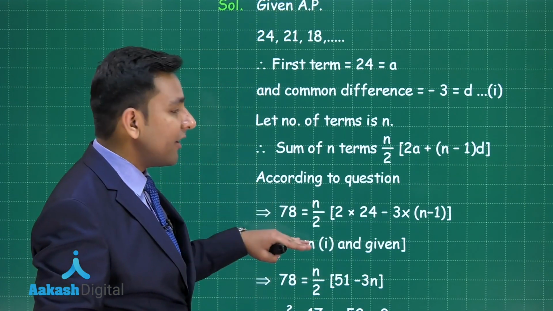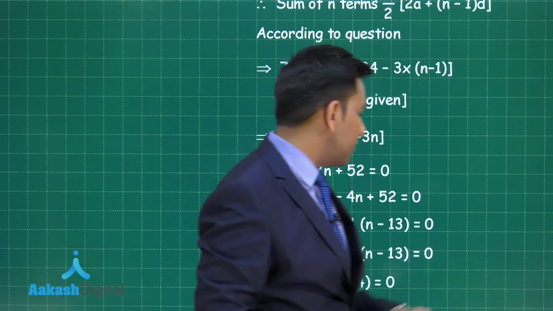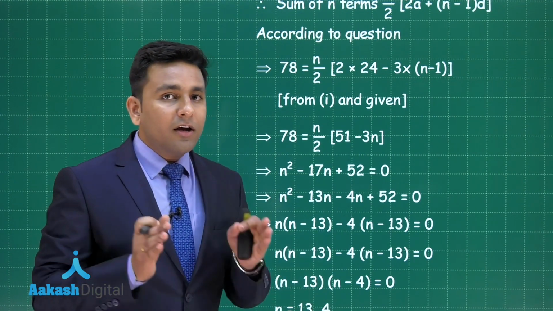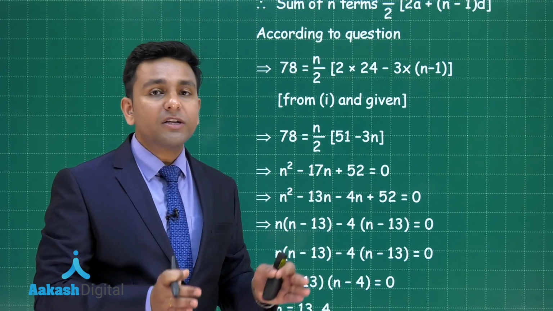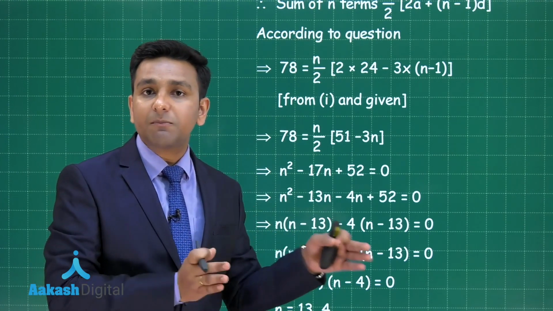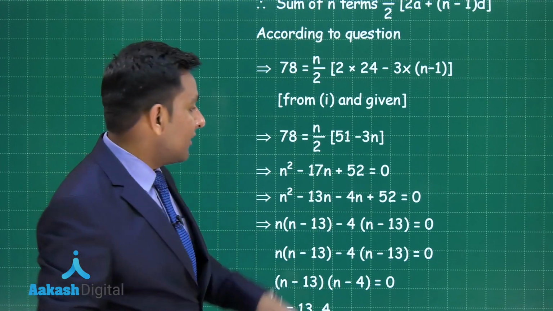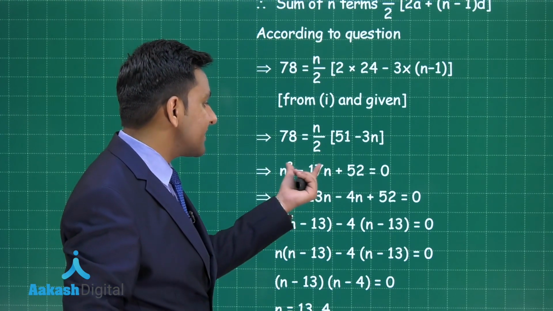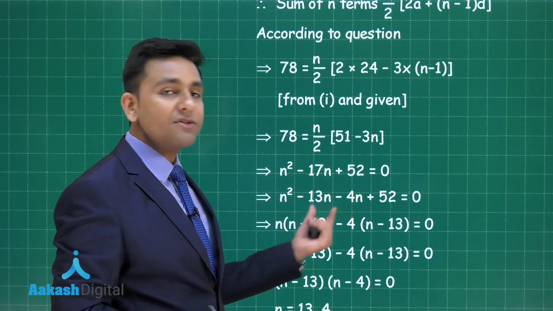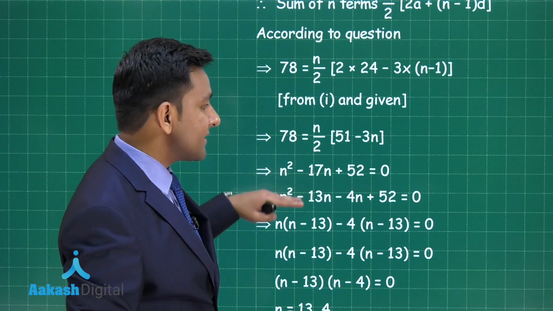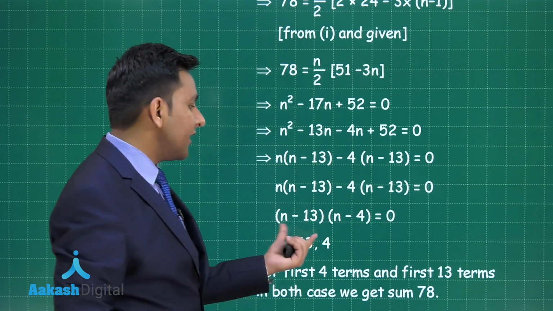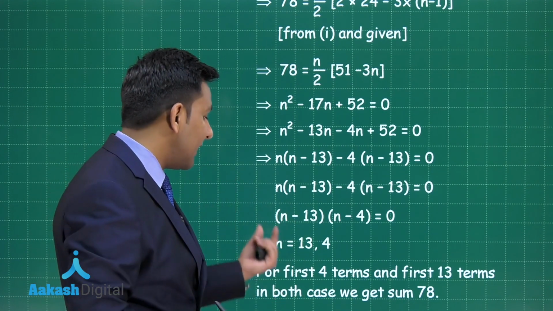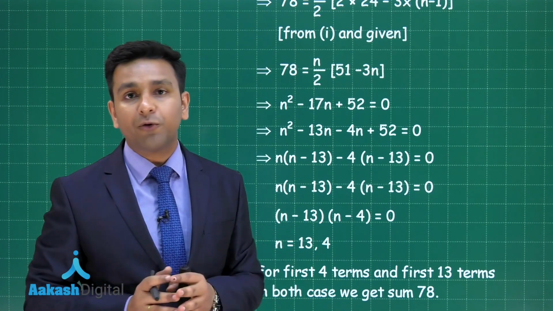Clear? And when we simplify this equation, we are getting a quadratic equation, that is n square minus 17n plus 52 is equal to 0. Friends, you can solve this quadratic equation either using quadratic formula or using middle term splitting method. Here we are going to solve this quadratic equation using middle term splitting method. And we have split this term minus 17n as minus 13n minus 4n. And when we simplify this step, we are getting n minus 13 multiplied by n minus 4 is equal to 0. We are getting two values for this variable n, and the values are 13 and 4.